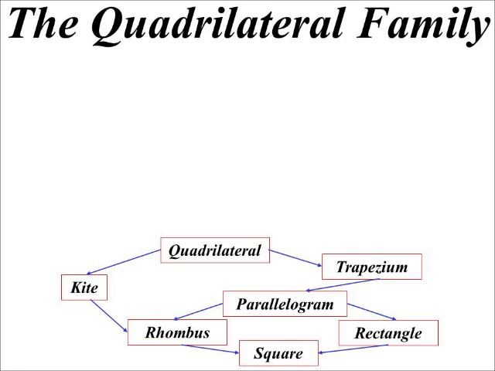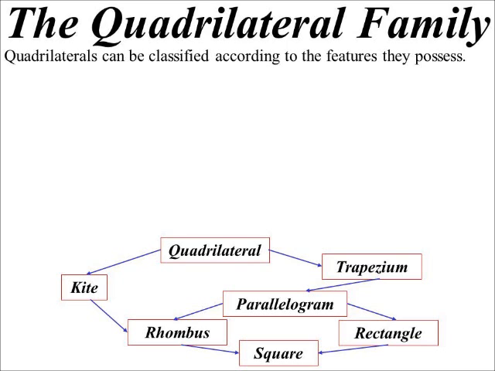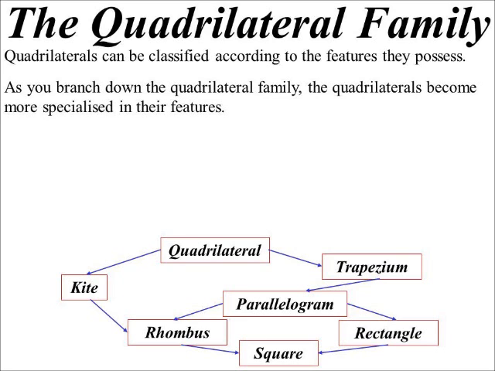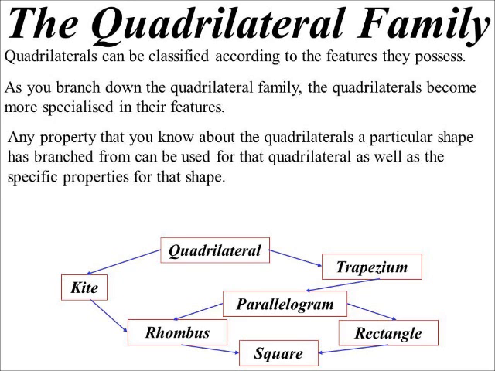The quadrilateral family. And there's a little bit of a tree diagram of the family. But basically, you classify quadrilaterals with the features that they possess. And the more features you know about it, the more specific you can get about the particular shape. So as you branch down, they become a bit more specialised in their features. So any property that you know can be used for anything that branches from it as well.